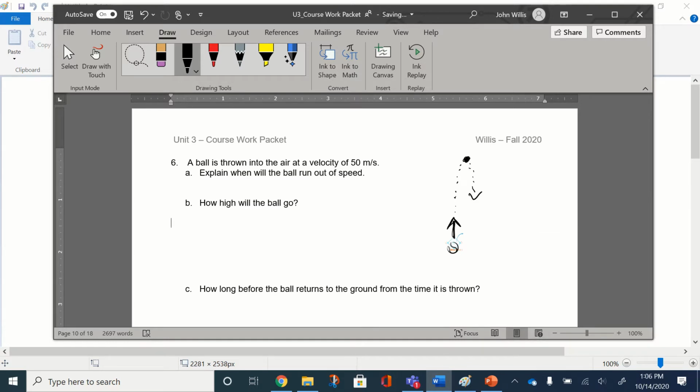That is a really important point. The top of this little, what we'll call trajectory, the top of that trajectory literally is telling you when the object, whatever it is that you threw up into the air, runs out of speed. So for 6A, when will the ball run out of speed? It runs out of speed at the top of the, technical word is trajectory. I'm just going to say flight path.